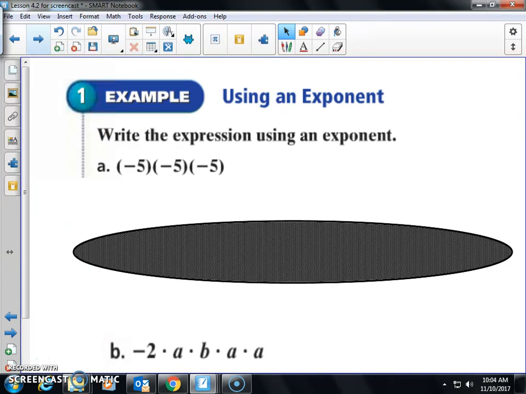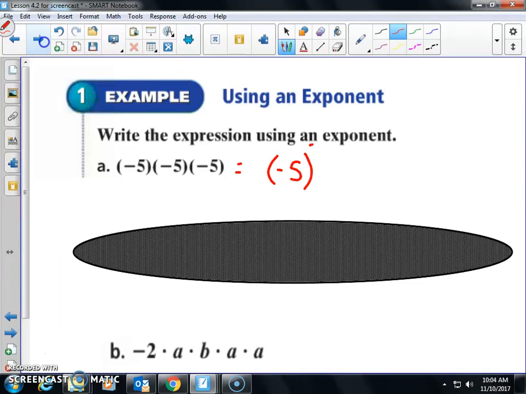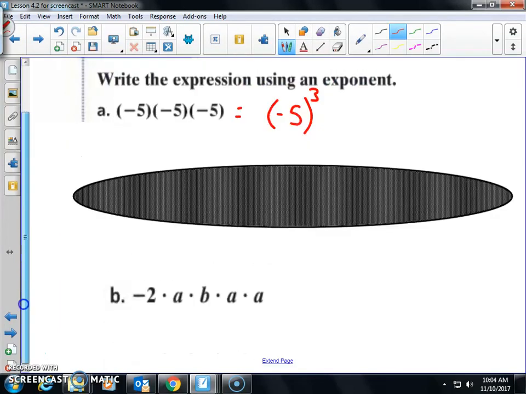This says write the expression using an exponent. They don't want us to find the answer to negative 5, negative 5, and negative 5. They just want us to write it with an exponent. So the fast way to write that, negative 5, notice they're all in parentheses, to the third power, there are 3 of them.